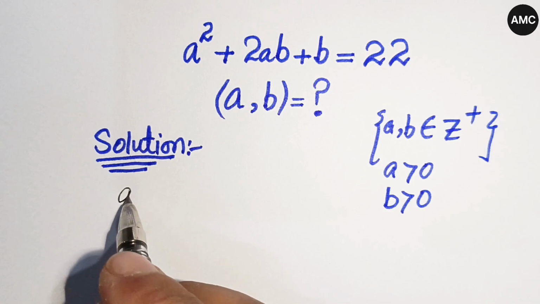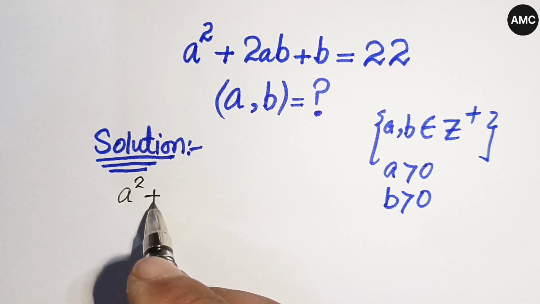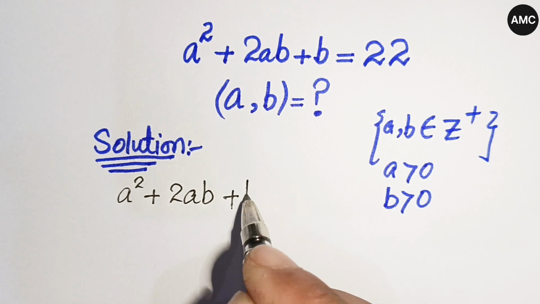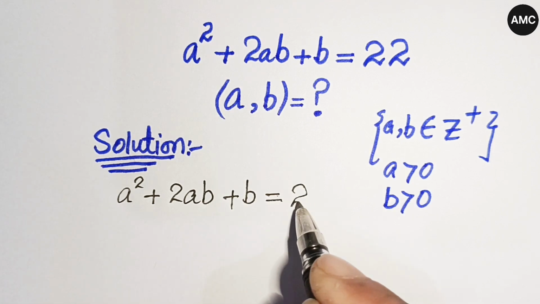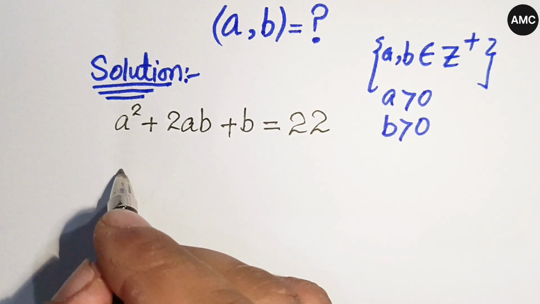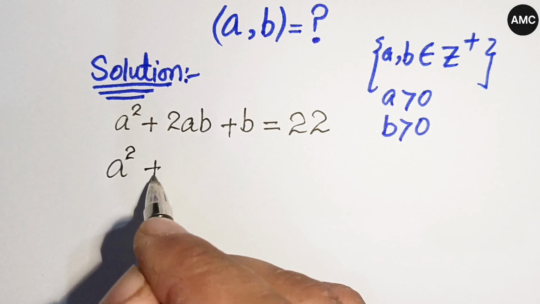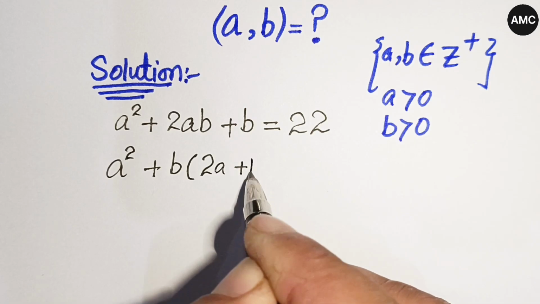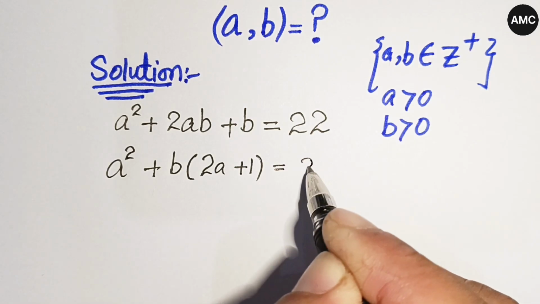First of all, we are going to write our problem, which is a squared plus 2 times a times b plus b is equal to 22. Now we see that from the second and third terms, if we take b as common, we get a squared plus b times (2a plus 1) is equal to 22.